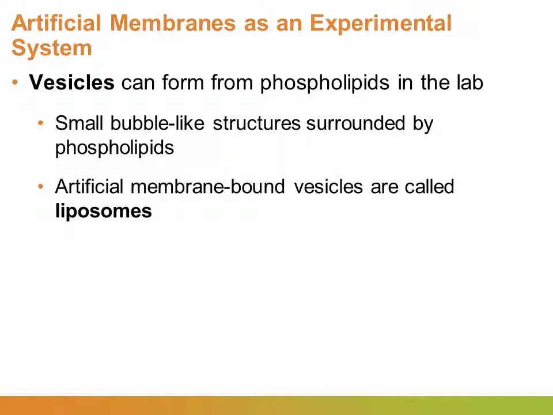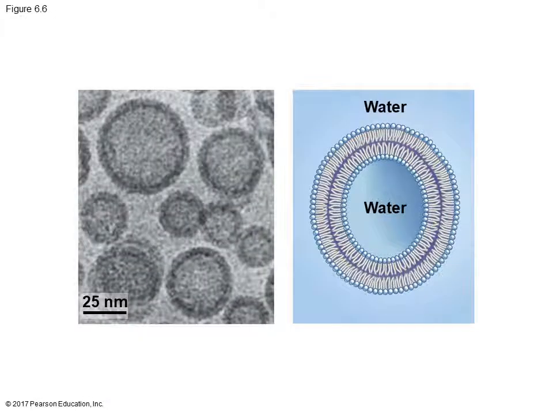So vesicles can be formed from phospholipids in the lab, and these vesicles can be used to test the movement of molecules across the membrane. So when we talk about artificial membranes, they're often referred to as liposomes. Here in figure 6.6, you can see some artificially made liposomes. In fact, don't they look like little globules of oil in a vinegar and oil dressing?